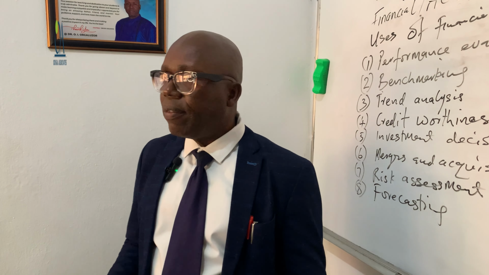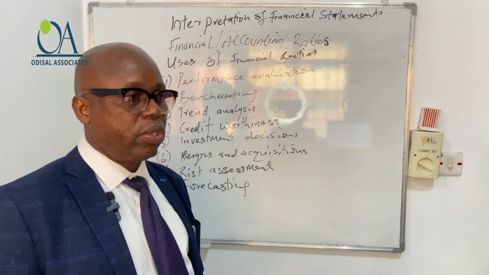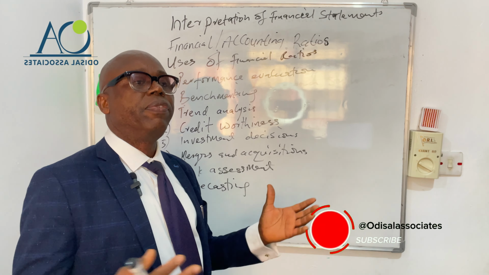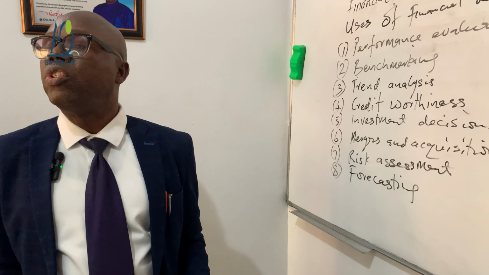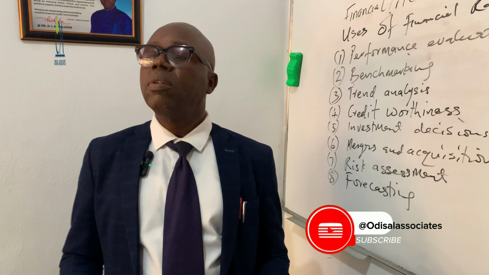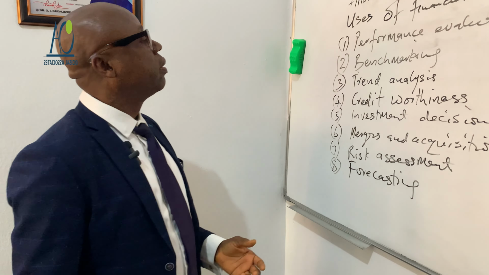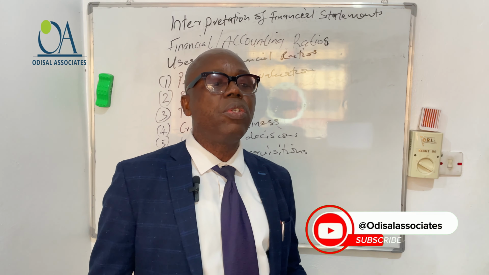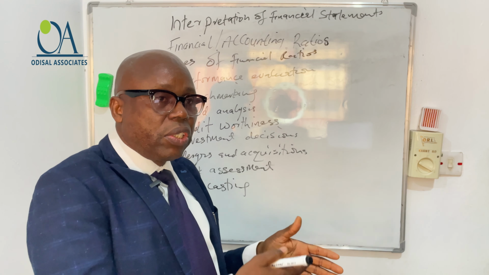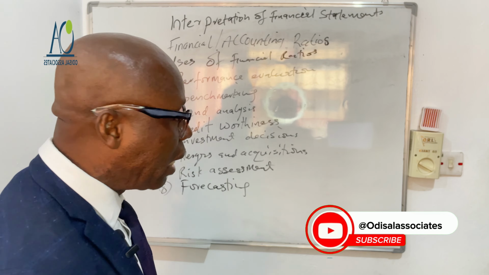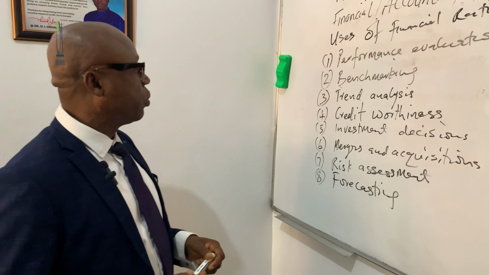Benchmarking. We have industry ratios that we compare company ratios with. We have competitors' ratios that we compare our company ratios with. And we use this to evaluate the performance of our own company. Trend analysis. We compute ratios for different times, over different years, in order to trace patterns, trends, and potential pitfalls or problems. It is ratio that can help us do that.